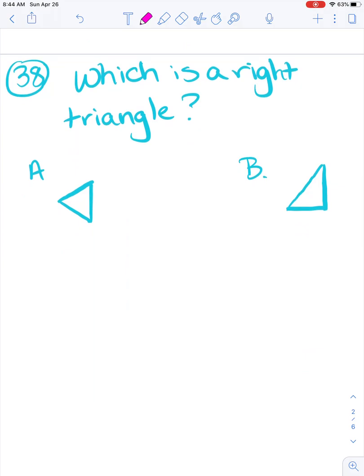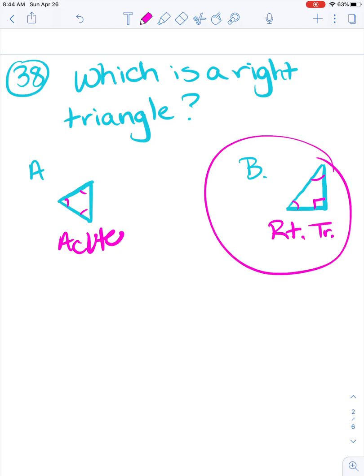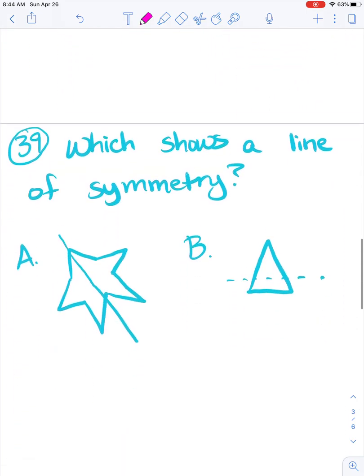This is asking which is a right triangle. A right triangle will have 1 right angle. An acute triangle will have all acute angles, and an obtuse triangle will have 1 obtuse angle and 2 acute. So the first one, those are all super tiny. So this is an acute triangle. This one has 1 right angle and 2 acute, so this is my right triangle. So my answer is B.